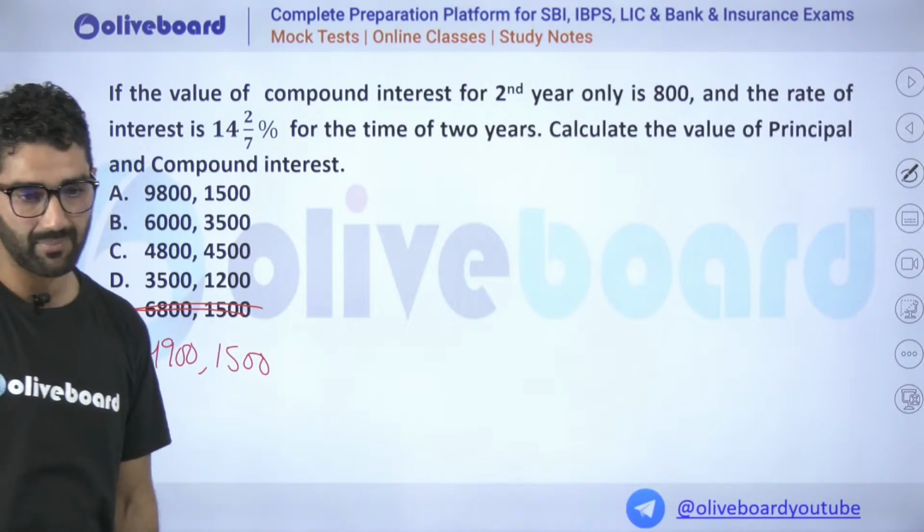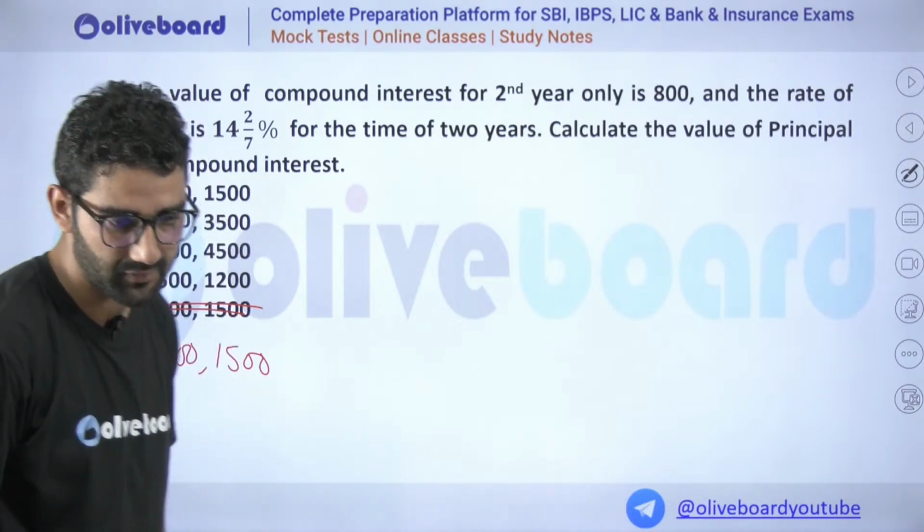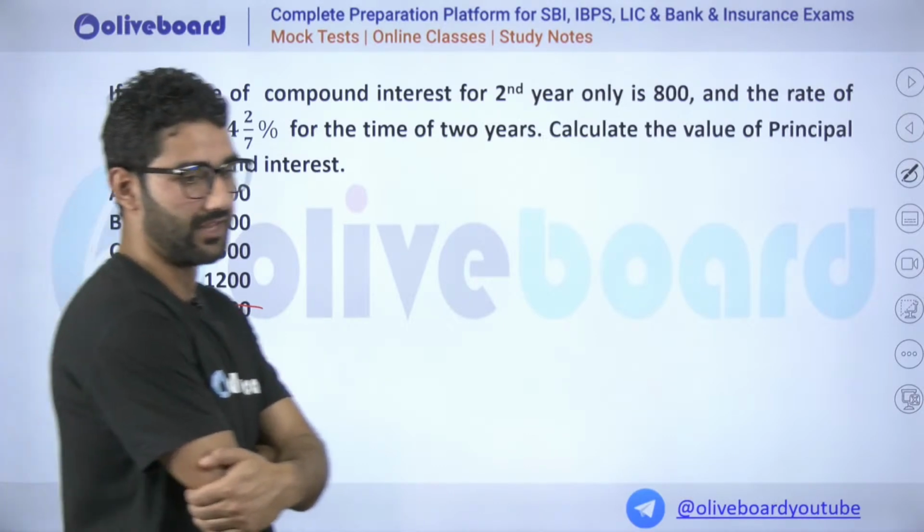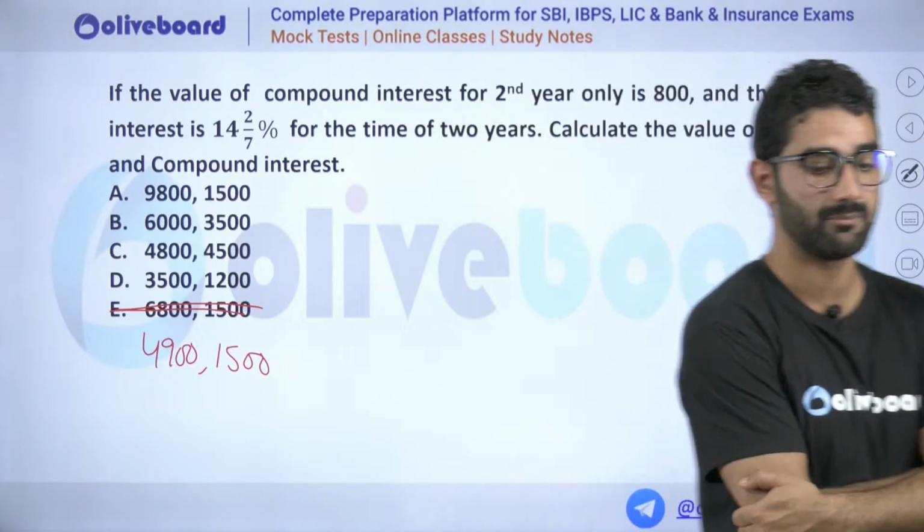Yes, my dear, give me the answer. Bablu said it is 4900 and 1500. Make a fast calculation, my dear. But read the question very carefully. Don't make a mistake, my dear.